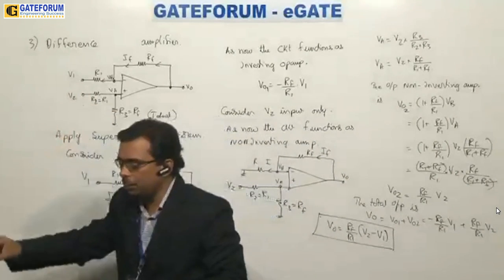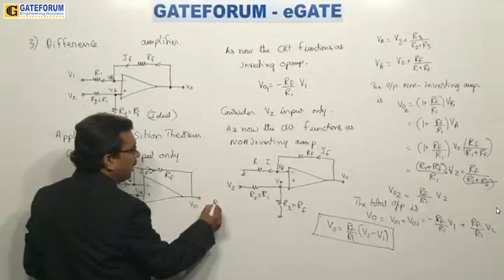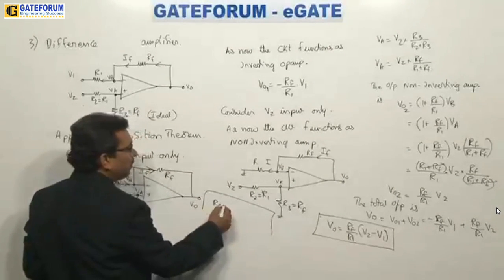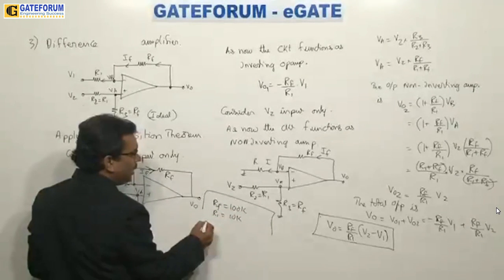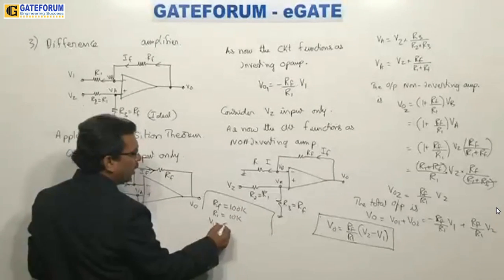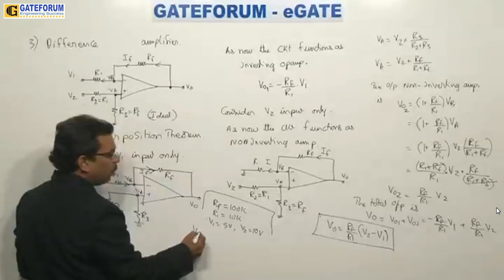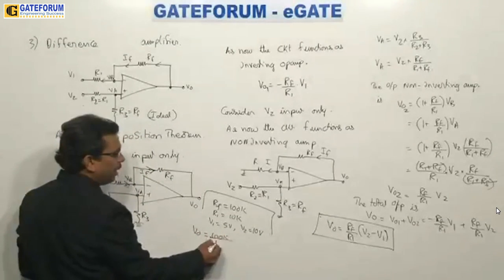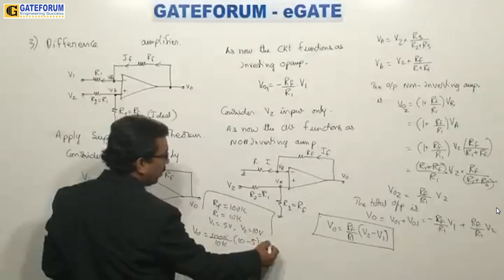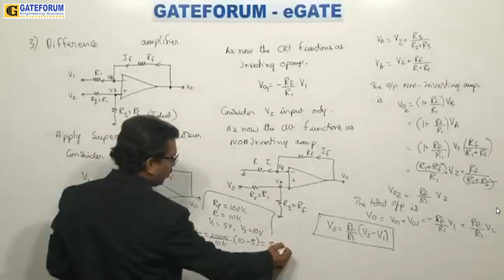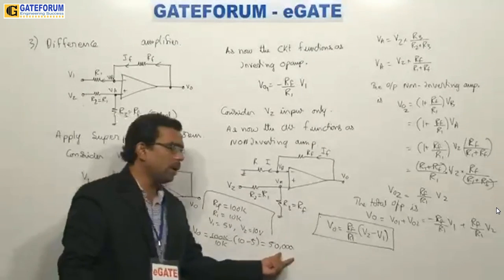Now everybody try to understand what I am telling. Take an example: RF equal to 100K and R1 equal to 10K, V1 equal to 5 volts and V2 equal to 10 volts. Then I am supposed to get V output equal to 100K divided by 10K, times 10 minus 5, which is 10 into 5 is 50, 1000. This is how I am supposed to get V output.